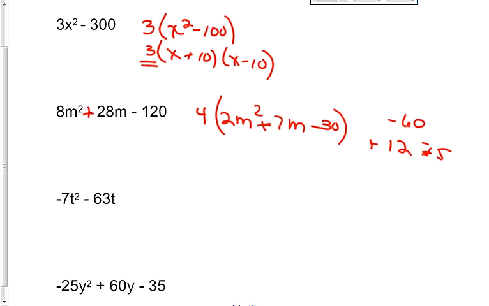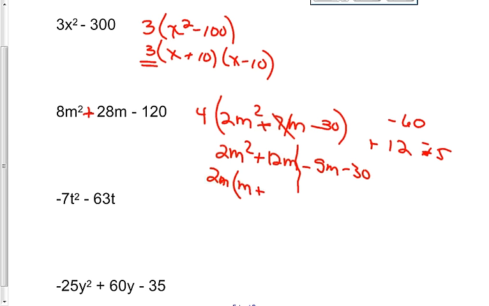Okay, now we'll do our cut and paste. 2m squared plus 12m minus 5m minus 30. Cut it in half. They have 2 and an m in common. I'm left with m plus 6. I see a negative sign, and they have a 5. So then I divide out negative 5. I'm left with m plus 6. m plus 6 is common, so I'll write that down one time. I'll move over here. And then my leftovers are 2m minus 5.